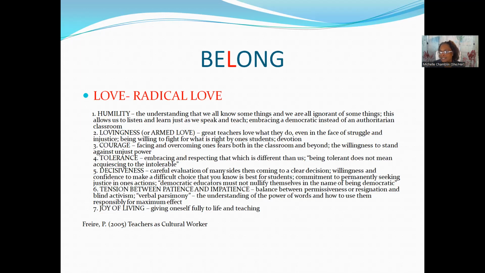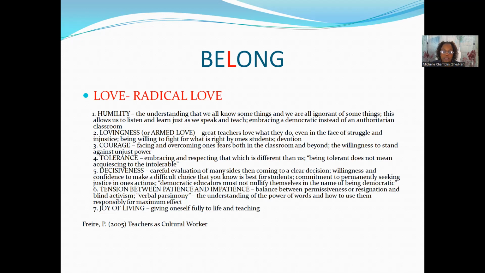And I see that in so many places with so many teachers. And so when teachers really talk about how they love what they do and they love their students, they love them with an armed love where they're really helping them. Courage, facing and overcoming one's fears both in the classroom and beyond. The willingness to stand against unjust power.